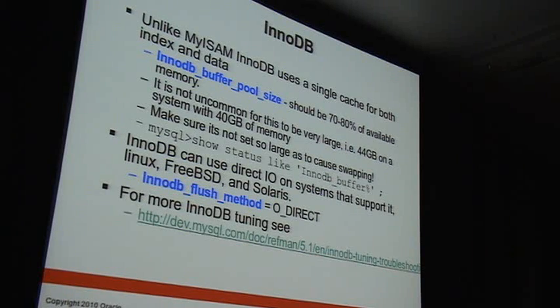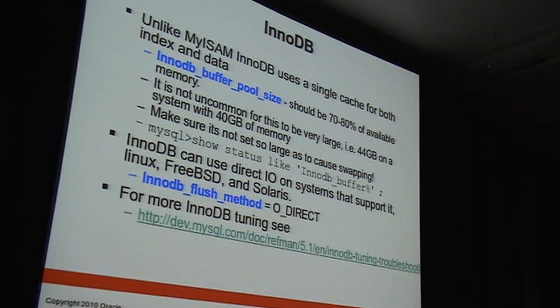So we'll talk about MyISAM in a minute, but MyISAM uses a key cache, and InnoDB actually has a much larger cache that it uses for both data and indexes. It's called the InnoDB buffer pool. On a system that is using only InnoDB, the InnoDB buffer pool size should be the bulk of your available memory. 70 to 80% of available memory is absolutely not unusual. I've seen systems that are closer to 90% of available memory given over to InnoDB.